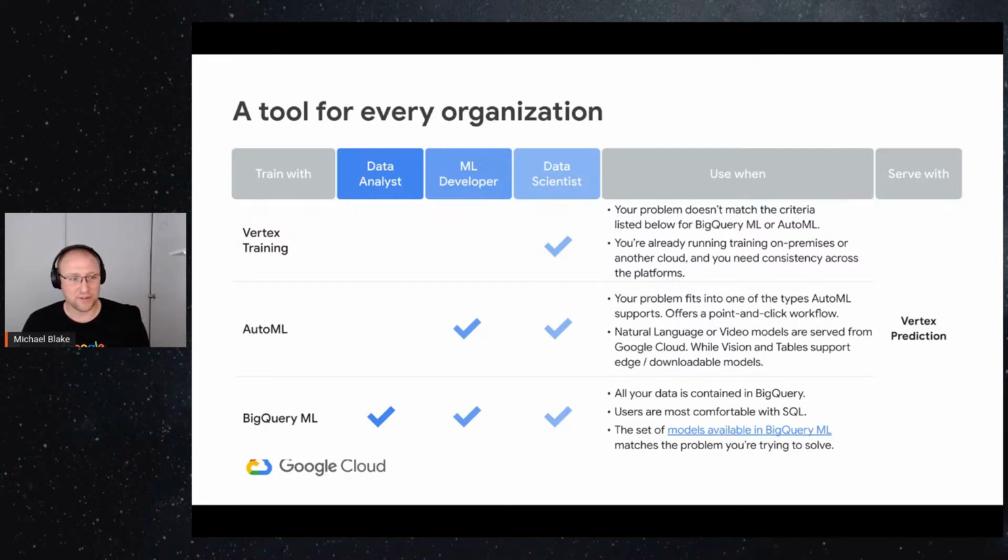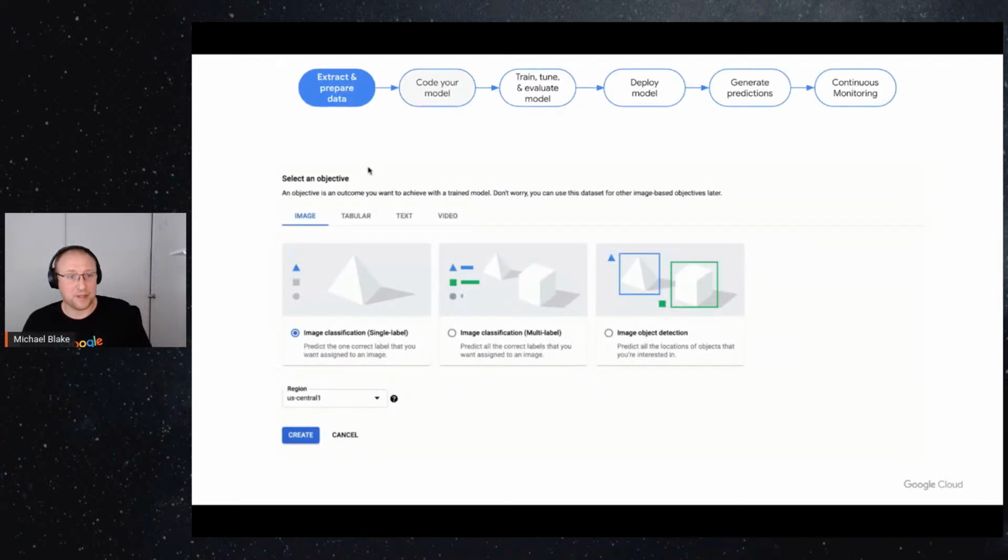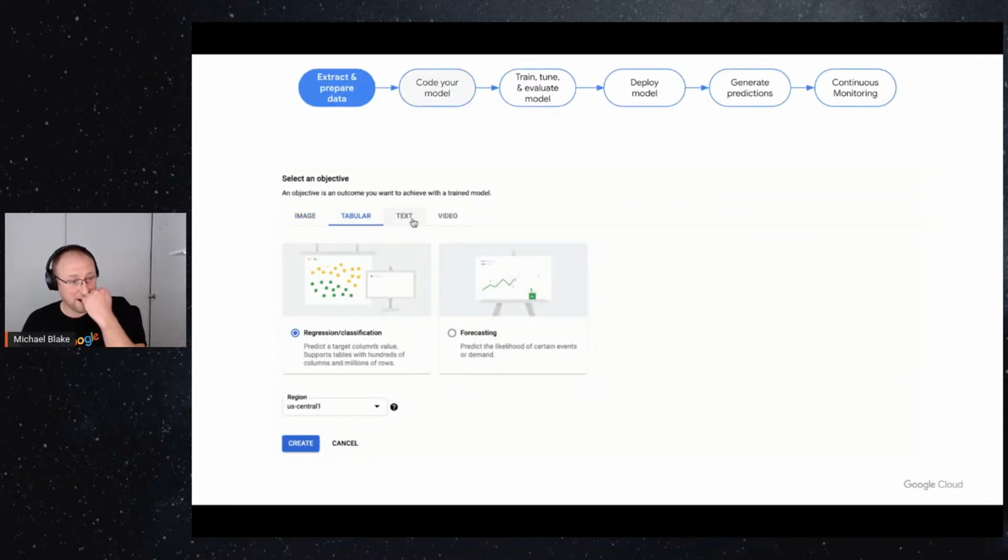Right, okay, so we've got that out of the way. Now, let's look at how you might use the components of Vertex AI to prepare your data, code your model, train, tune, and evaluate the model, deploy the model, generate predictions, and then monitor that model. So let's start now with extracting and preparing the data.